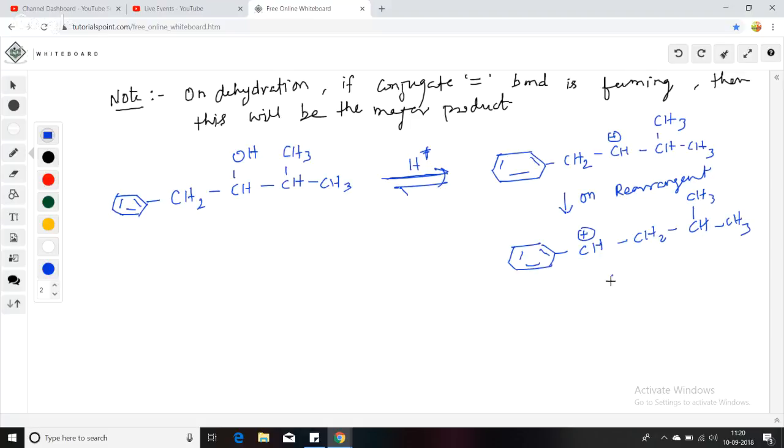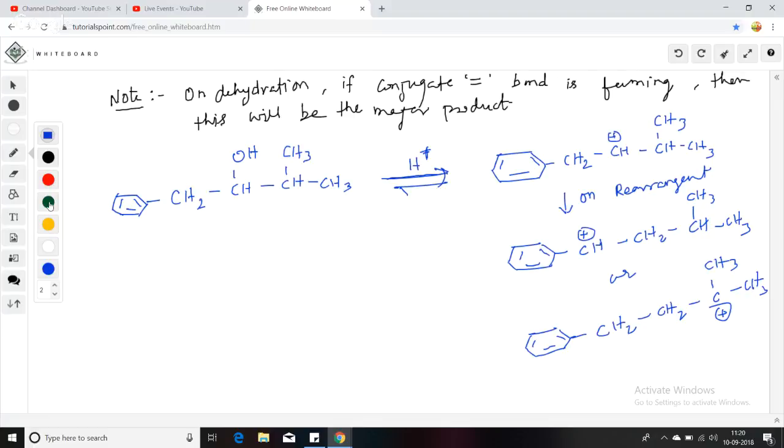And one more product is possible on rearrangement, and that is: CH2, CH2, C, CH3, CH3, and positive charge on this carbon. So these two intermediate products are possible when rearrangement is there. How does it form? When this hydrogen comes over here, we'll get positive charge here. Or when this hydrogen comes over here, we'll get positive charge here.